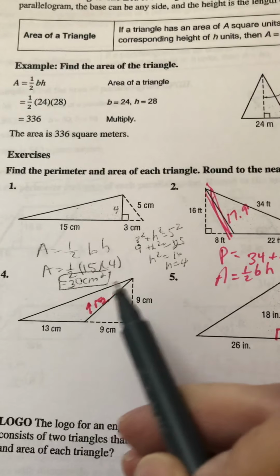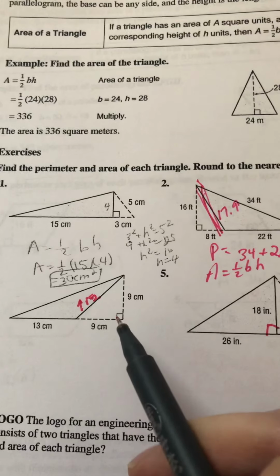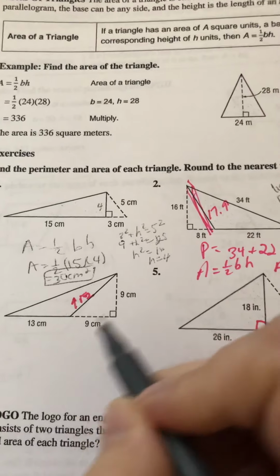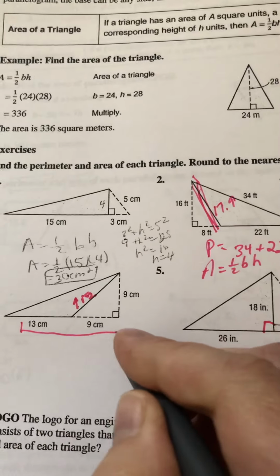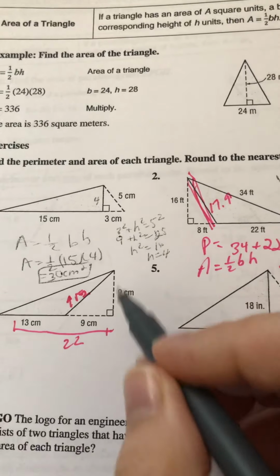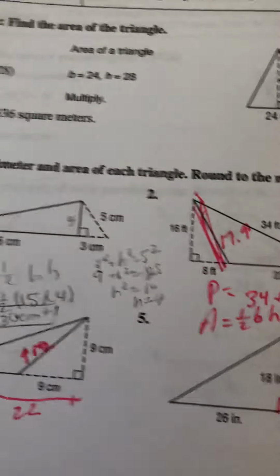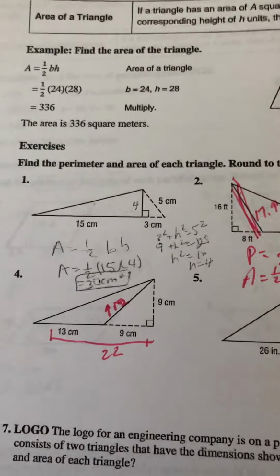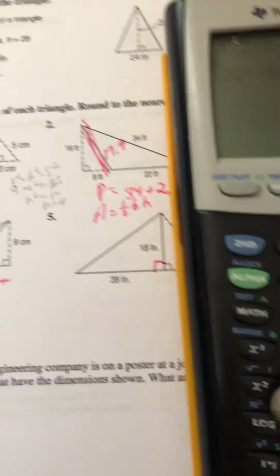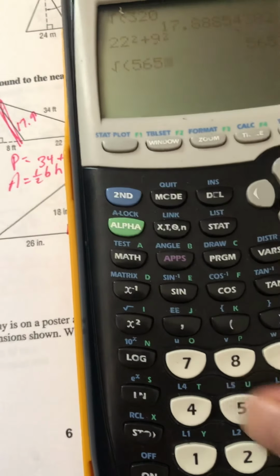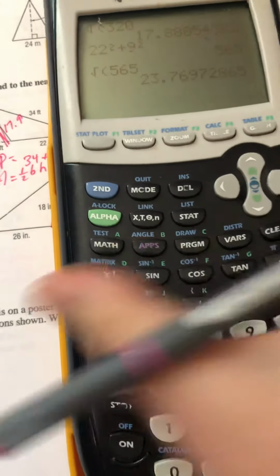And then we also need this side right here. So in this big right triangle, this side is 13 plus 9, so that side is 22, right? This whole side right here. We can use that big triangle to get this long side right here. So if we take 22 squared plus 9 squared, it's the square root of 565 is the length of that other side, so 23.8.